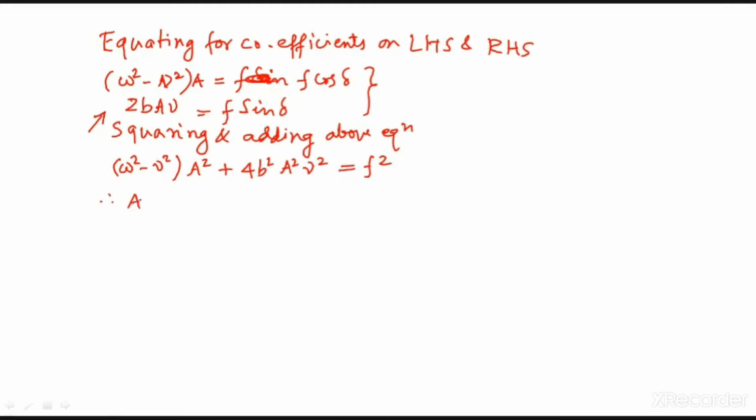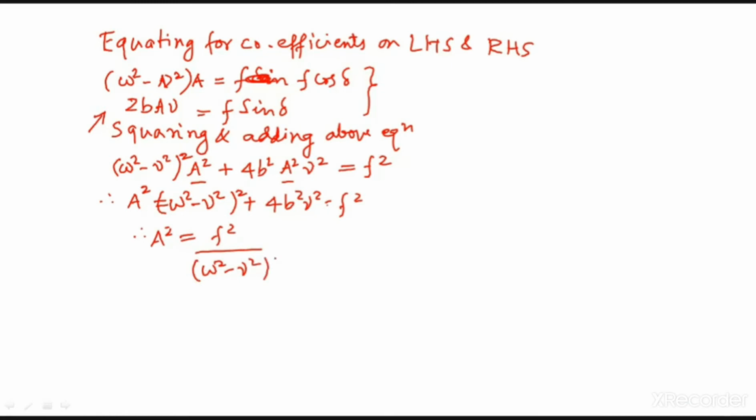Therefore, I can get the expression: a square is the common factor. So I can write omega square minus mu square, whole square, plus 4b square mu square, is equal to f square. This is a square here. Therefore, a square is equal to f square by omega square minus mu square, whole square, plus 4b square mu square.